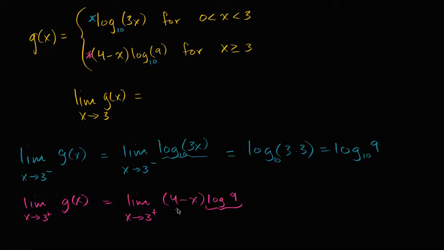So to find this limit, to think about what this expression is approaching as we approach 3 from the positive direction, well, we can just evaluate it at 3. So it's going to be 4 minus 3 times log of 9. Well, that's just 1. So that's equal to log base 10 of 9. So the limit from the left equals the limit from the right. They're both log 9. So the answer here is log of 9. And we are done.